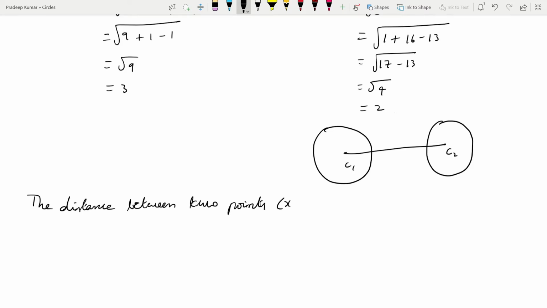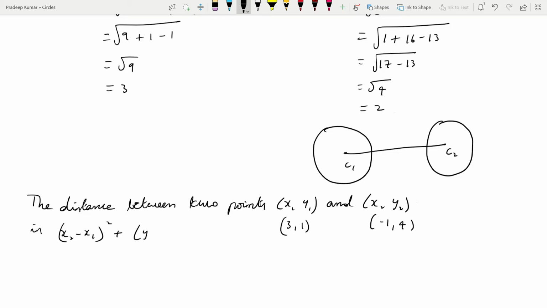So there x1, y1 and x2, y2 are the 2 points, whereas the centers we already got as we solved above. You can just check it out. This is 3, 1, another center is minus 1, 4, where of course the distance formula is what? That is the square root of x2 minus x1 whole square plus y2 minus y1 whole square. So in this formula we'll submit these 2 points, then we'll be getting the distance between these 2 points, or we can say the distance between the two centers of the circles.